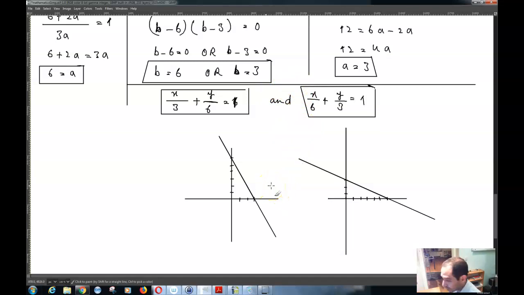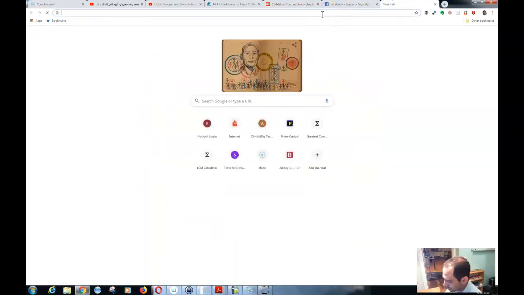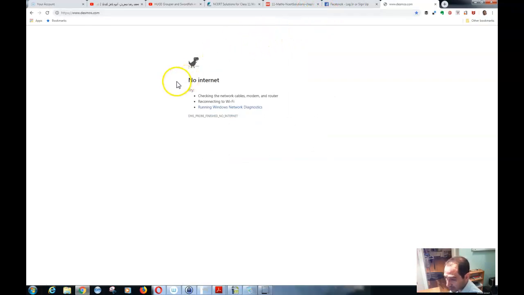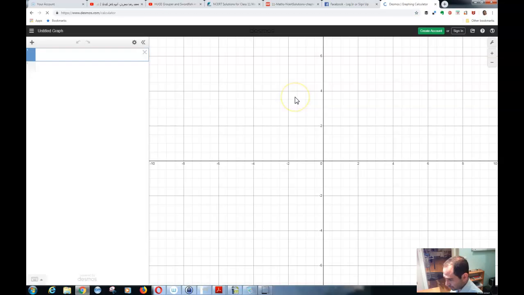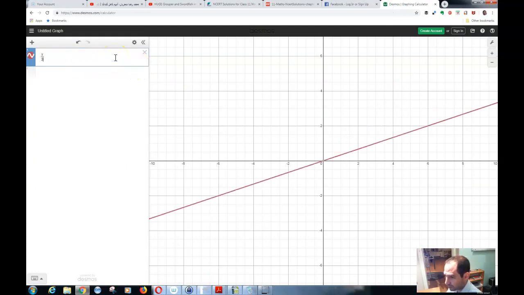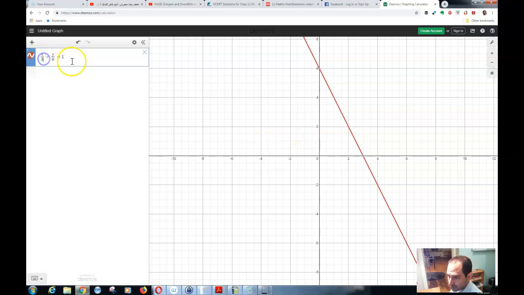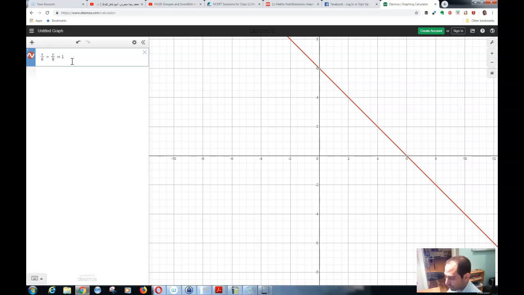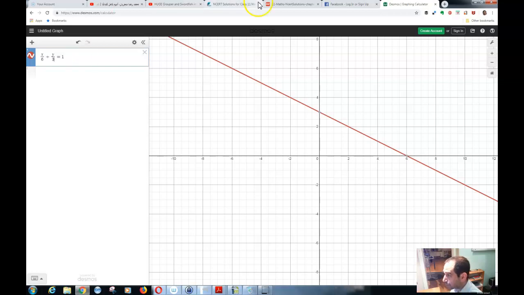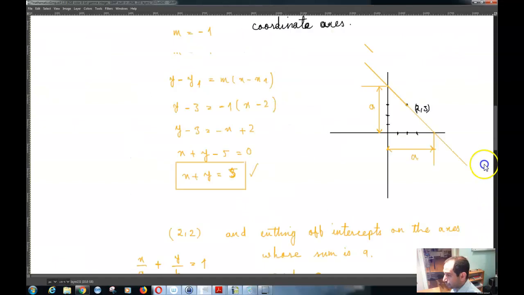And you can always, of course, use, for example, Desmos.com. It's a great graphing calculator. It seems that I have no internet right now. It's back. So you can start graphing, for example, over here, x over 3 plus y over 6 is equal to 1. And you can see that your y-intercept is 6, your x-intercept is 3, and that is basically the line that you have. Or you can make changes here, x over 6, for example, y over 3, and you see that the slope of your line changes. So basically that's how you solve this problem.